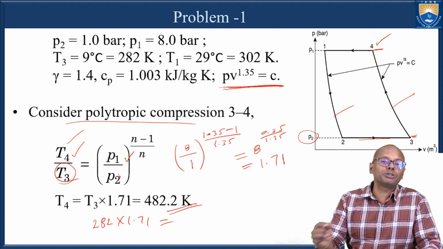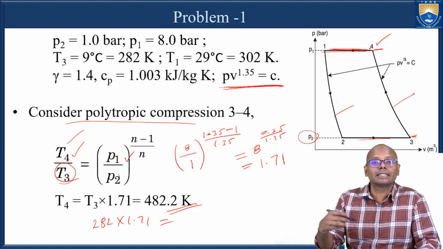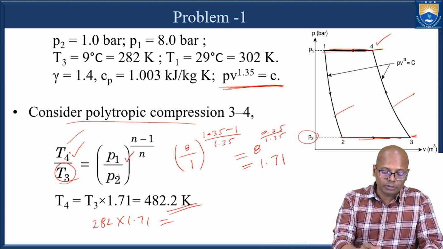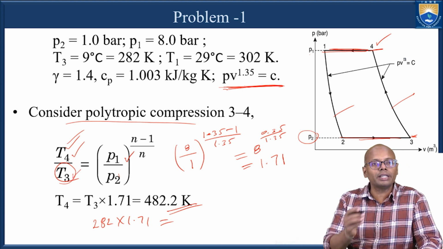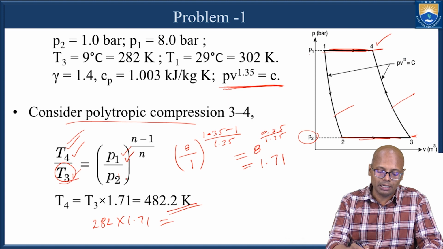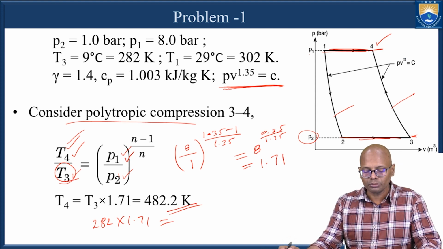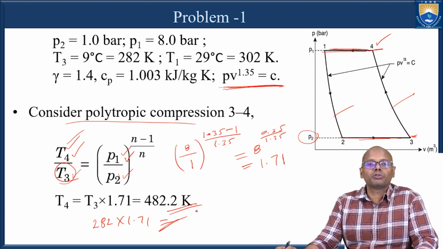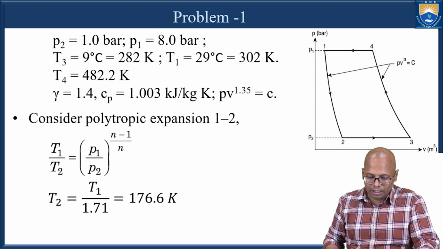And here the pressure ratio P1 by P2 is also given. P1 is the pressure at the exit of the compressor, and P2 is the pressure at the inlet of the compressor. This is the temperature at the exit of the compressor, and this is the temperature at the inlet of the compressor. The ratio is equal to P1 by P2, the pressure at the exit of the compressor and the pressure at the inlet of the compressor, to the power of (n minus 1) by n. Now if I substitute the values in this problem, I can find out the T4 value. Now we'll take out T4 from these known values and find out T2.